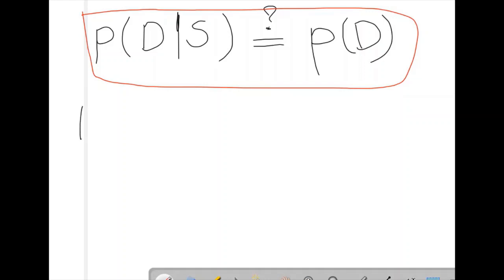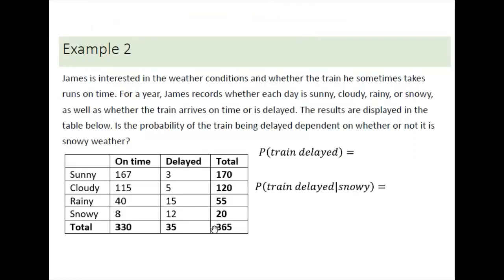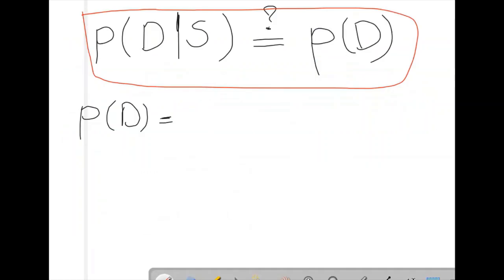So the probability of delay. You can see in a year, it means in 365 days, only in 35 days the train had delays, so the probability is 35 divided by 365.